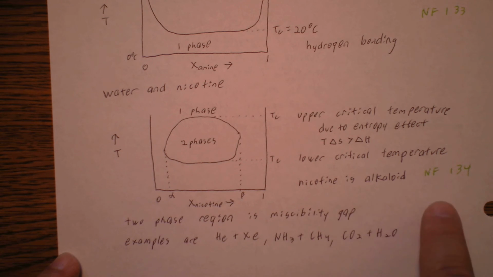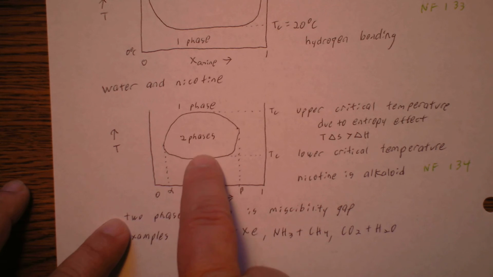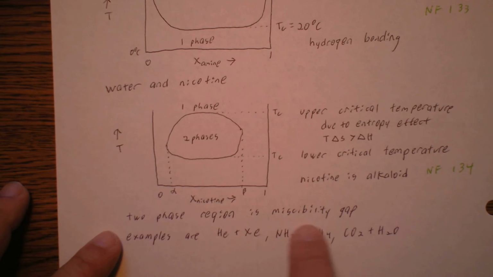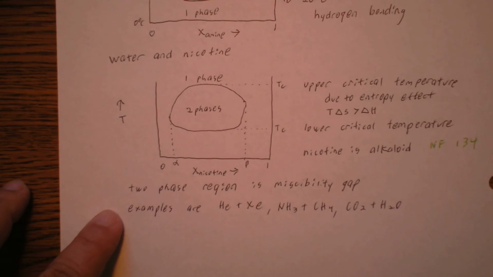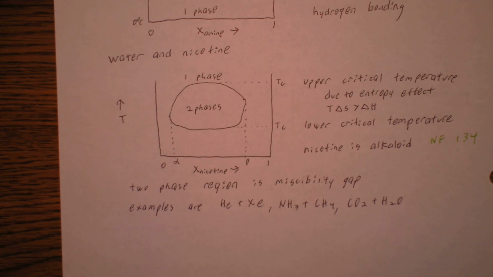Nicotine is an alkaloid, by the way. Now this two-phase region in here is called the miscibility gap. Other examples would be helium and xenon, or ammonia and methane, or carbon dioxide and water. That is all we're doing for Section 7.